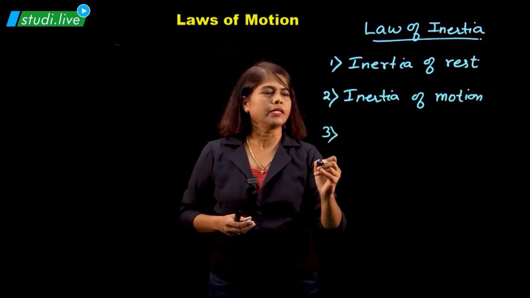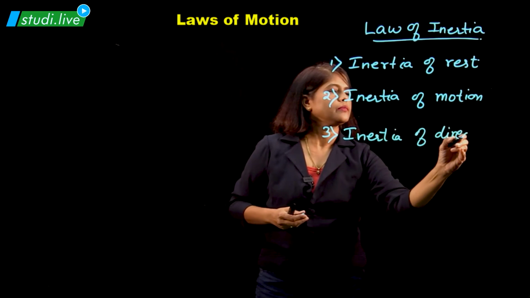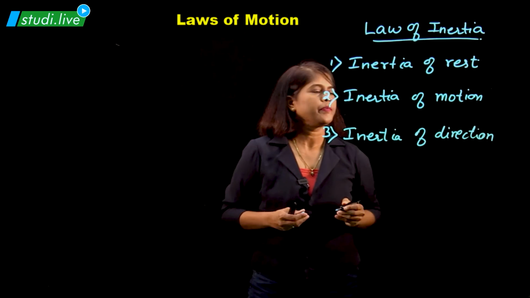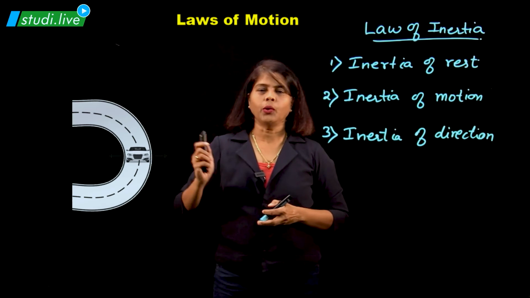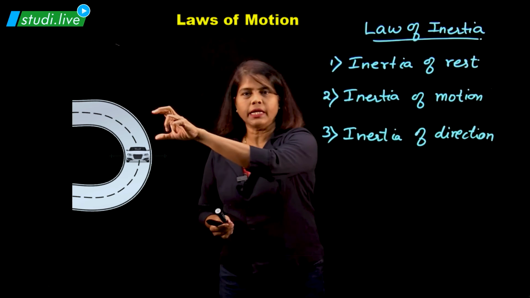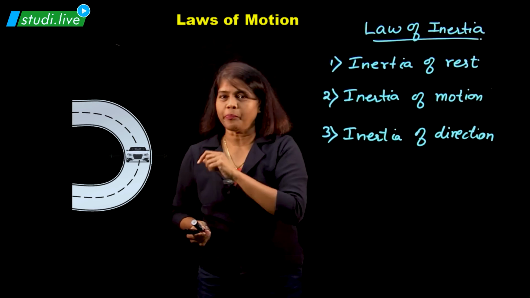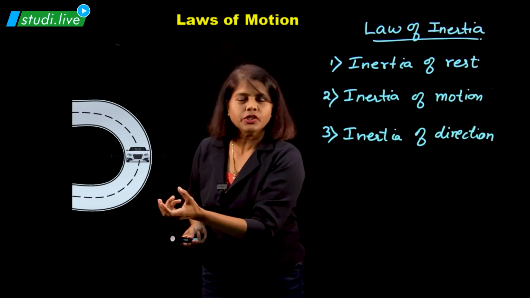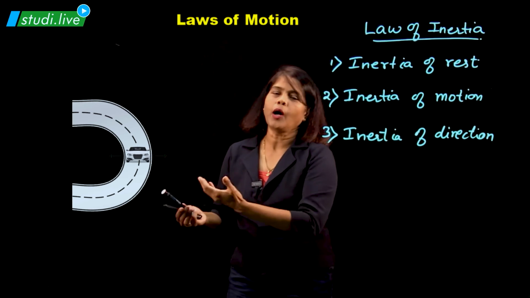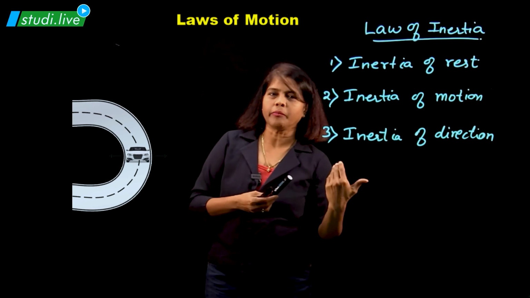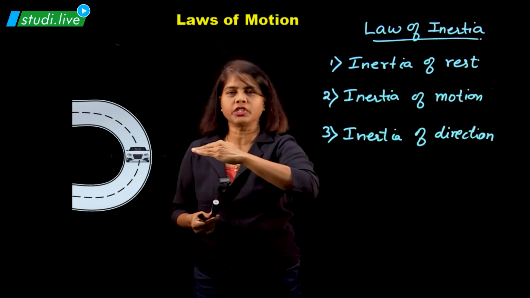And the third one is inertia of direction. Now to understand this, students, look at this image. You can see there is a curved road and the car is taking a turn. Again, you must have experienced this. The car is taking a turn, meaning changing the direction. So the person sitting inside the car will try to move in the opposite direction, right? So that is nothing but inertia of direction. Even though the car is changing direction, the body stays in its earlier position.